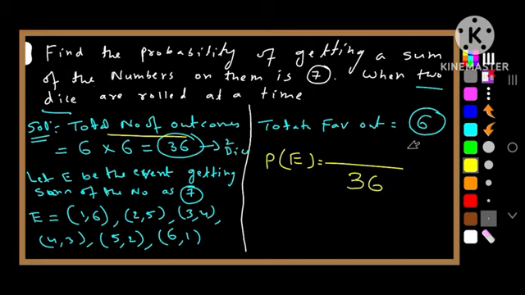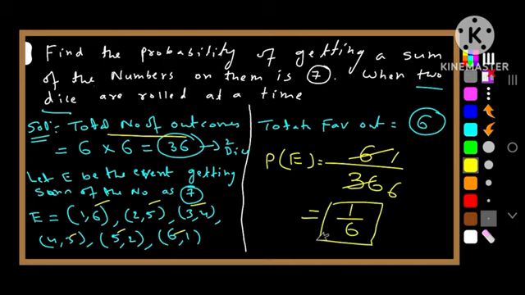So here, how many favorable outcomes are there? 6 outcomes are there, if you count 1, 2, 3, 4, 5, 6. So 6 favorable outcomes are there. So 6 ones are 6, 6 sixes are 36. So the probability of getting 7 is 1 by 6.